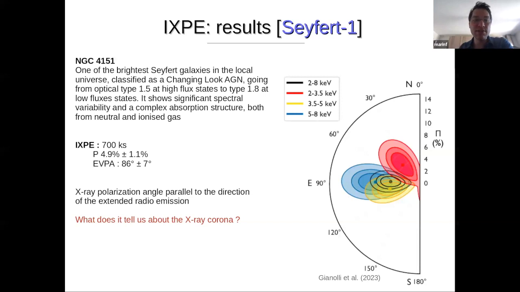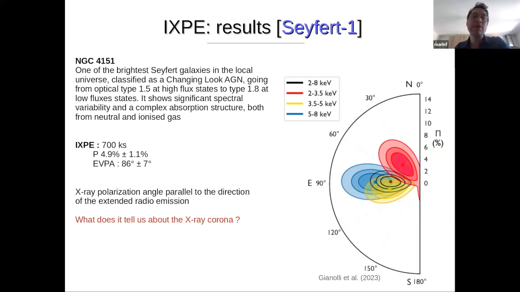And with the 700 kiloseconds, we measured a polarization degree of 4.9% plus or minus 1.1% with an electric vector polarization angle at 86 plus or minus 7 degrees. Okay, that was completely unexpected. And even more, if you see here on this plot, the measurements in black, it's the integrated 2 to 8 keV, so the 4.9% I told you at 86 degrees. Then you can also see that we could make energy-dependent measurements between 2 and 3.5 keV, 3.5 and 5, and 5 to 8 keV. And we see that the polarization degree increases with energy, and the polarization angle is more or less constant.